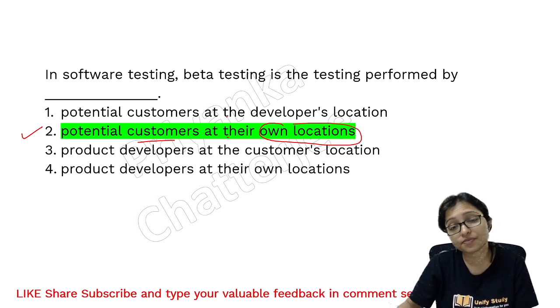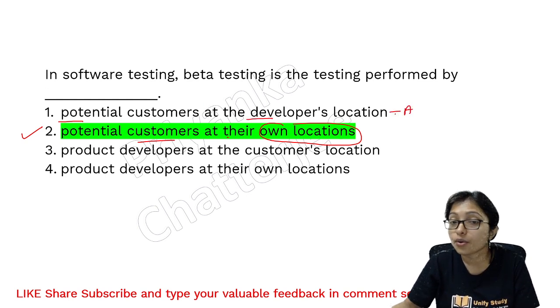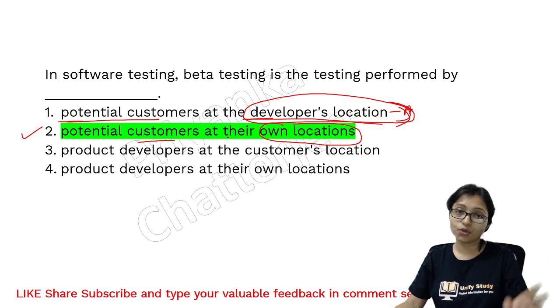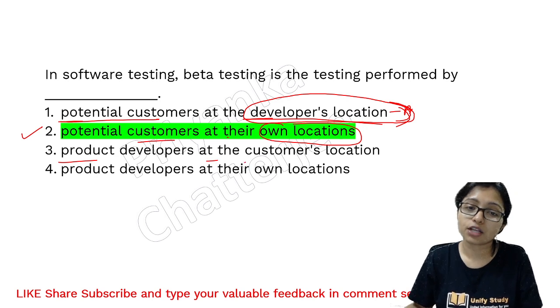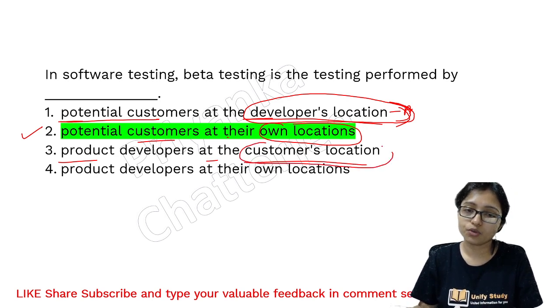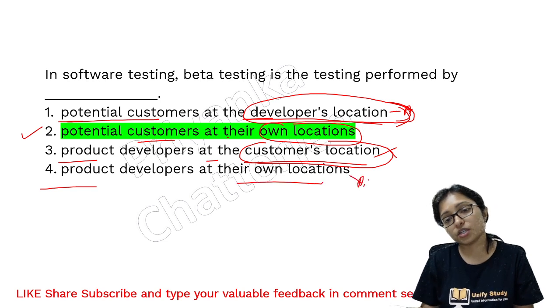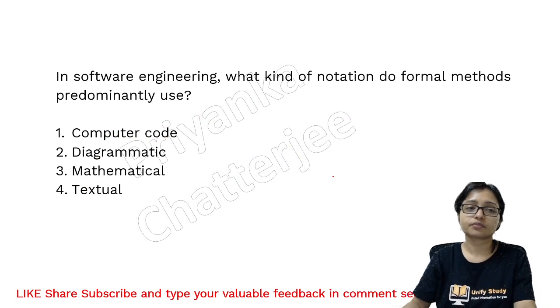This was a very interesting question. They provide the potential location, the developer location, that is actually alpha. Potential customer at developer location? No, customers are not coming to the developer location. You will not go to Google, you will not go to Microsoft Office, right? Product developers are never coming to the customer location. Product developer's own location, that is actually alpha testing. So the answer will be this one.